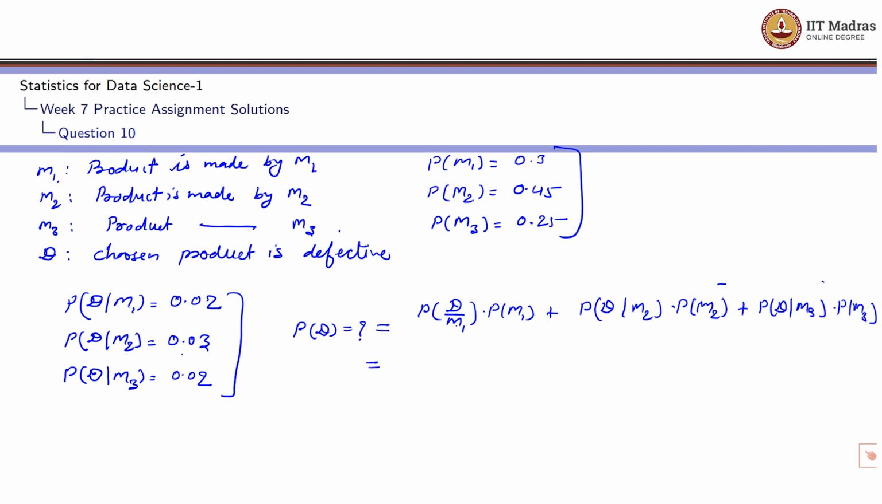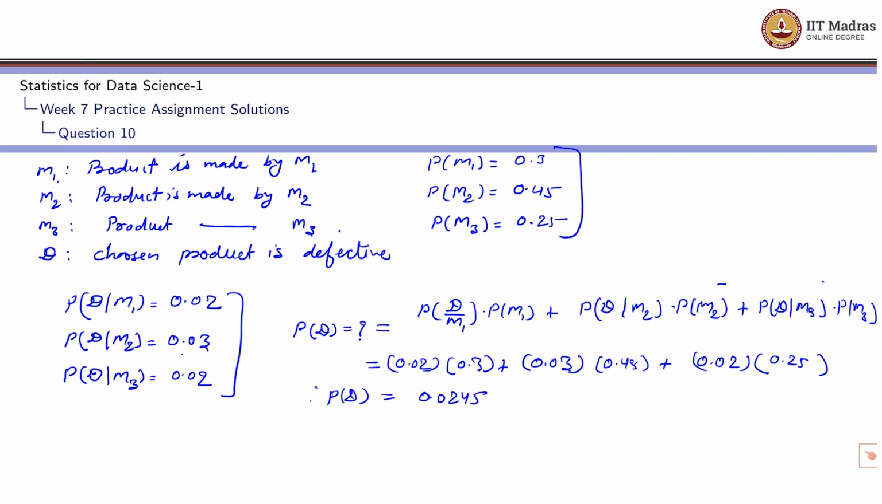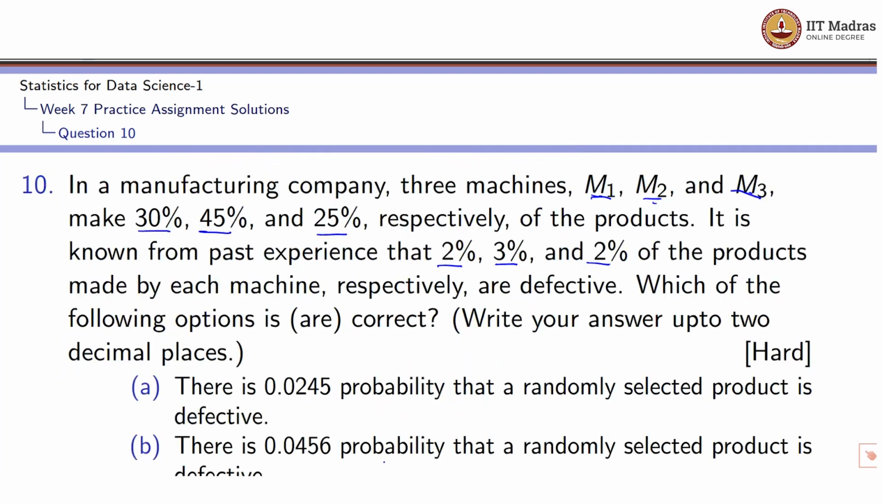So by putting the values, P of D given M1 is 0.02, P of M1 is 0.3, plus P of D given M2 is 0.03, P of M2 is 0.45, plus P of D given M3 is 0.02, P of M3 is 0.25. By solving it, I can get P of D is equal to 0.0245. So my first option is correct, option B is wrong.